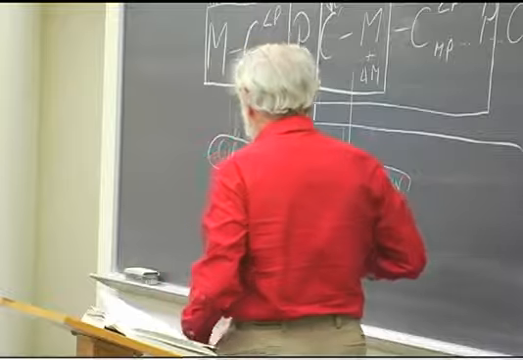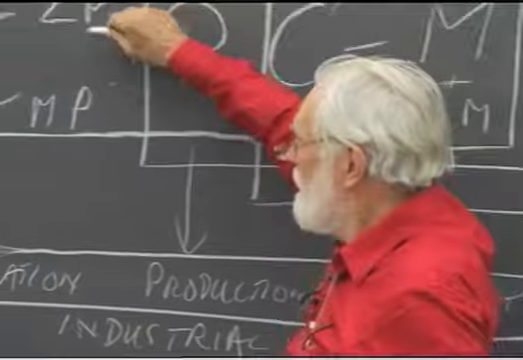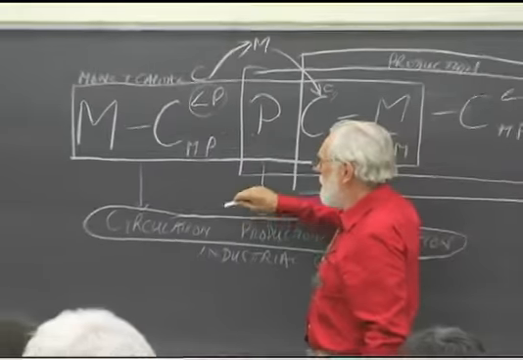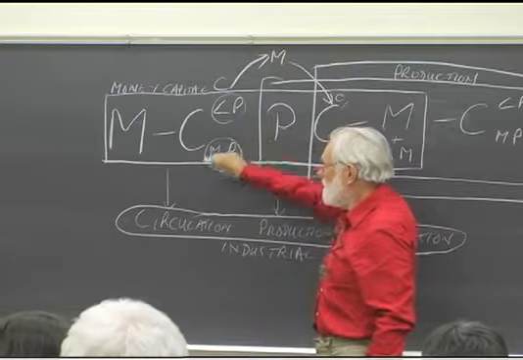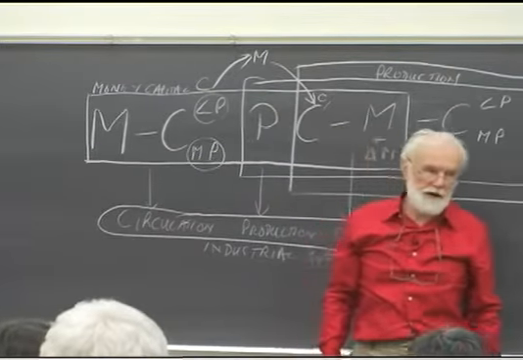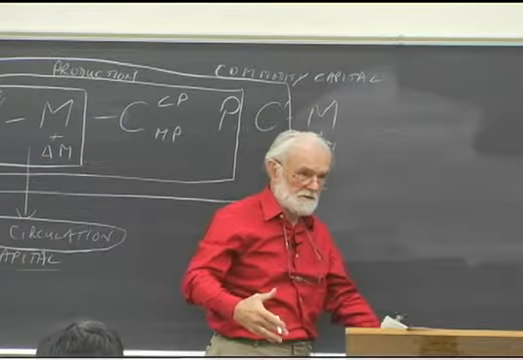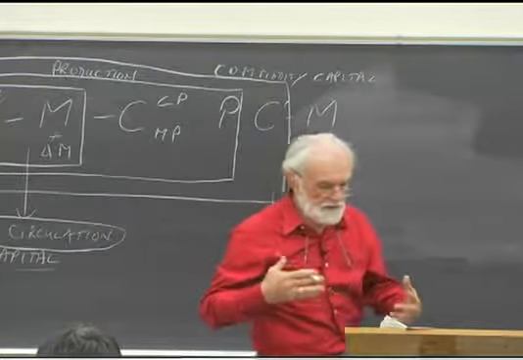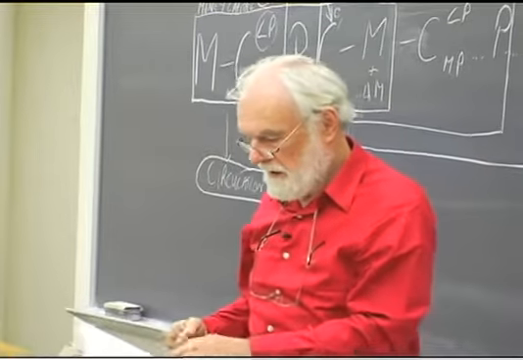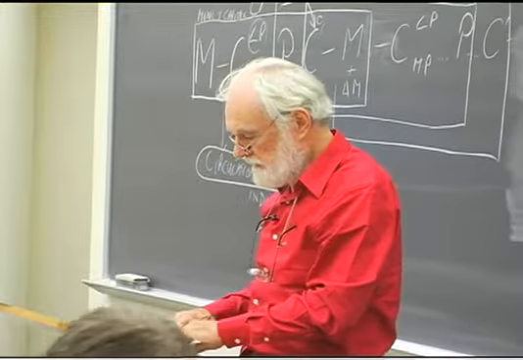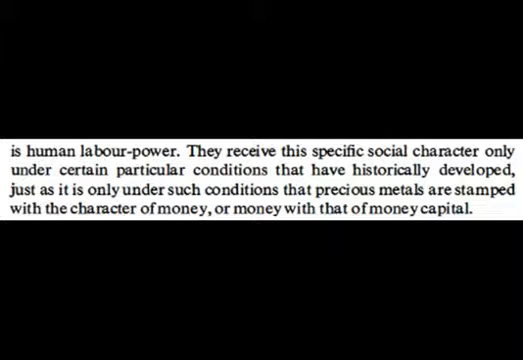What in effect happens here is that labour power gets converted into the category of variable capital, and means of production becomes constant capital of volume 1. That is, they become forms of capital. And as forms of capital, they receive, as he says on 121, their specific social character only under certain particular conditions that have historically developed, just as it is only under such conditions that precious metals are stamped.